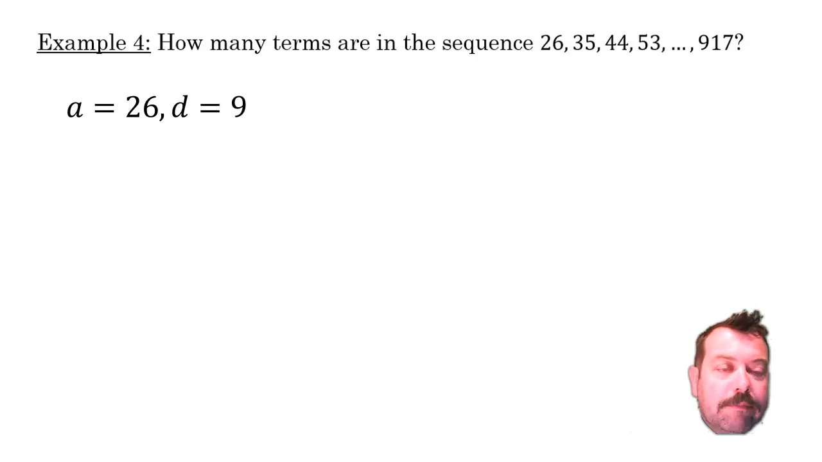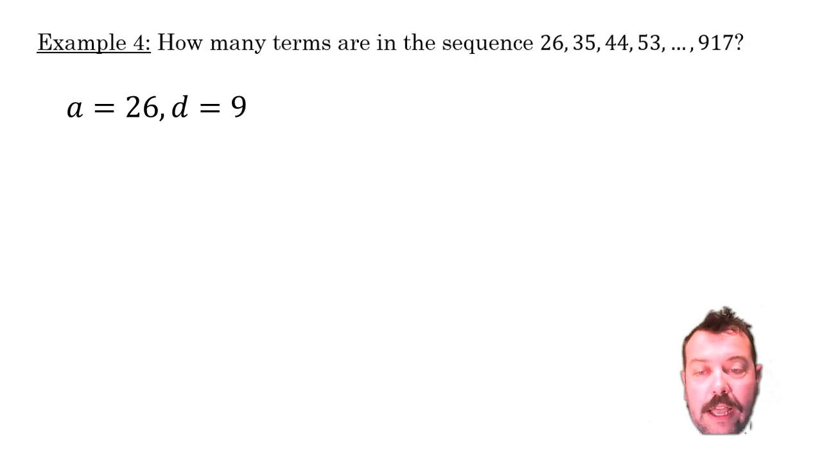I can see that my first term, T1, is equal to 26, and my terms have a common difference of 9. They're increasing by 9. So a equals 26, d equals 9. Now I'm going to use that formula again for the nth term. Remember, the nth term of an AP is equal to a plus n minus 1 times d.